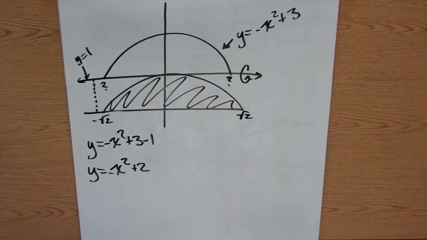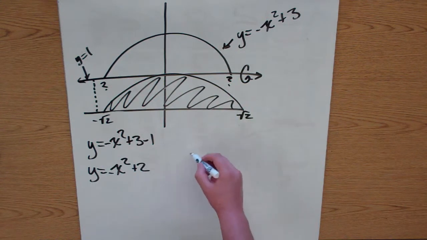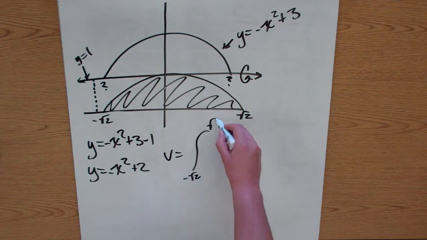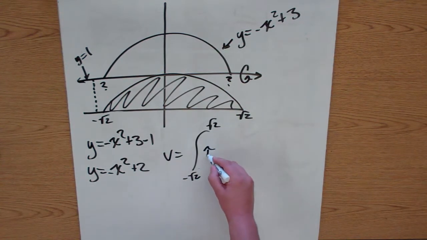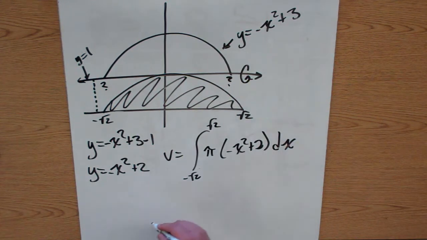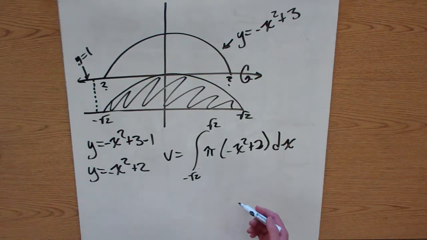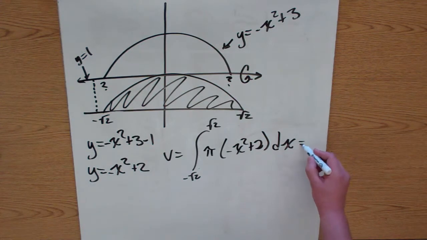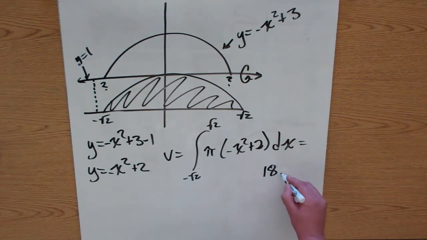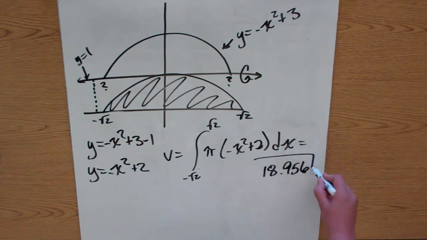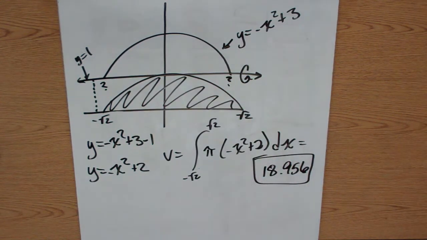All right. So now let's find the volume. Our volume is going to equal the integral from negative square root of 2 to positive square root of 2 of pi times negative x squared plus 2 dx. You take your antiderivative, substitute in the square root of 2 and then the negative square root of 2, subtract, and you should get 18.956. Okay, that's something you should be able to do.